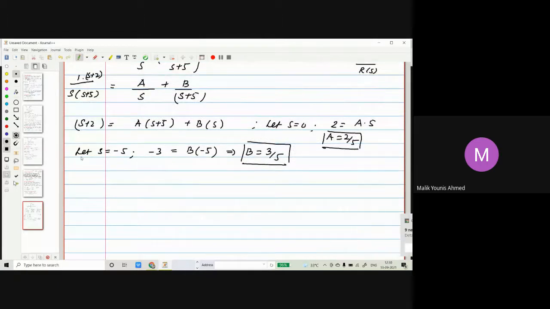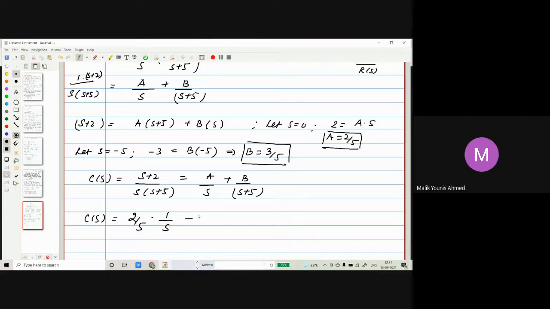Okay, then we'll substitute this in equation number 1. So C of s will become (s plus 2) divided by s into (s plus 5), which is further equal to A by s plus B by s plus 5. Now we substitute these values here. C of s can be written as (2 by 5) 1 by s plus (3 by 5) 1 by s plus 5.